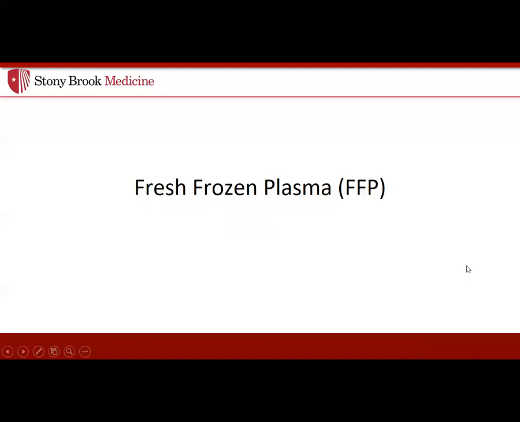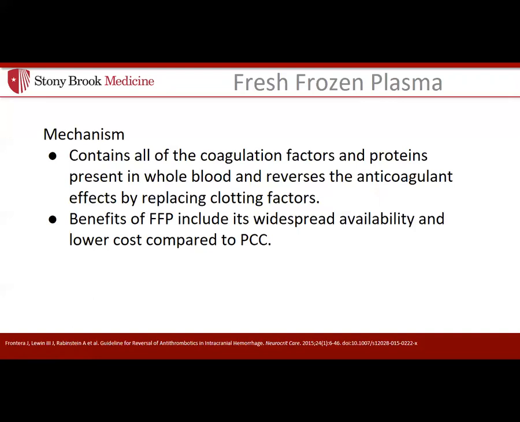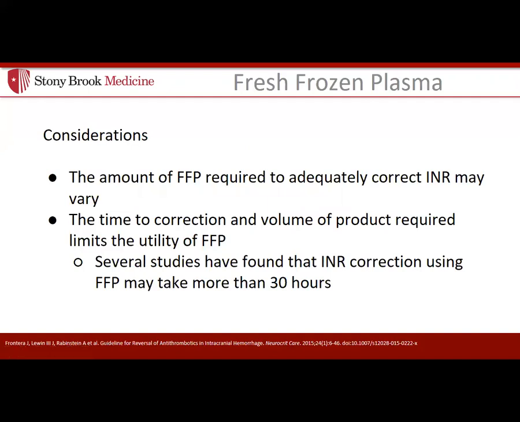Next up, which is another general reversal agent, we have fresh frozen plasma. So this is similar to PCC in that it gives back coagulation factors, but it also gives back other proteins and things that we find in whole blood. So the benefits of the fresh frozen plasma is that it's widely available and it has a lower cost compared to the PCCs. But the amount of fresh frozen plasma needed to correctly correct the INR may vary, and it depends on the individual patient themselves based on the relationship between the clotting factors and the coagulation test results. So it's kind of difficult to find the correct dose to give the patient.